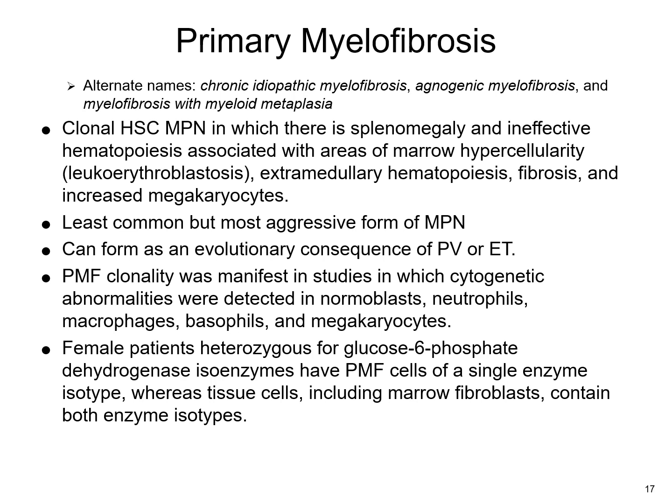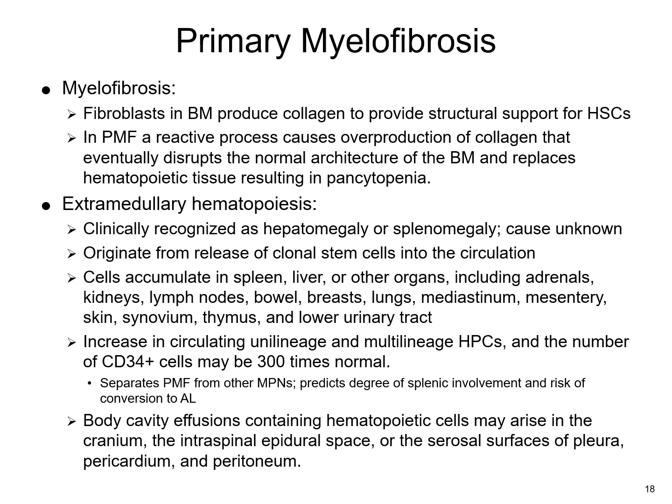macrophages, basophils, and megakaryocytes. Now, it has been shown that female patients that are heterogeneous for glucose 6-phosphate dehydrogenase isoenzymes will have the primary myelofibrosis cells of a single enzyme isotype, whereas the tissue cells, including the marrow fibroblasts, will actually contain both enzyme isotypes. So that's not something that's unique to female patients. So let's discuss a little bit about what myelofibrosis is.